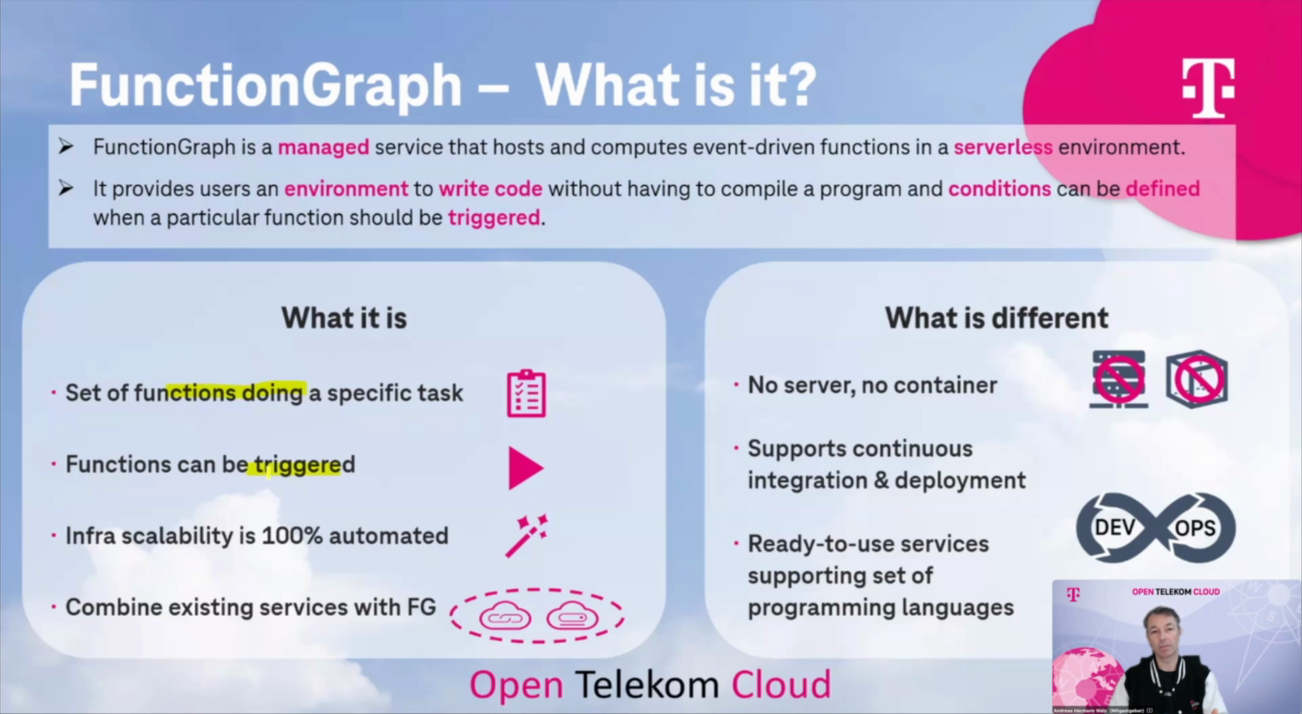Functions can be triggered, and the underlying infrastructure is fully automated, and it scales up and down according to the demand. That means if there are more function instances needed, then it will scale up. If there are fewer instances needed, it will scale down. You can combine FunctionGraph with services from Open Telecom Cloud.